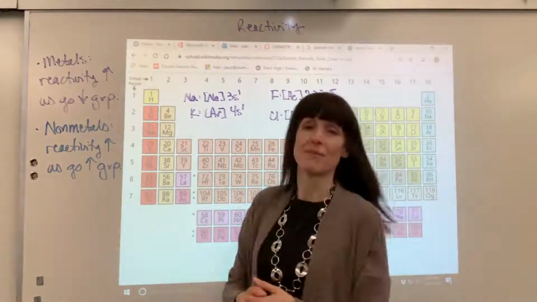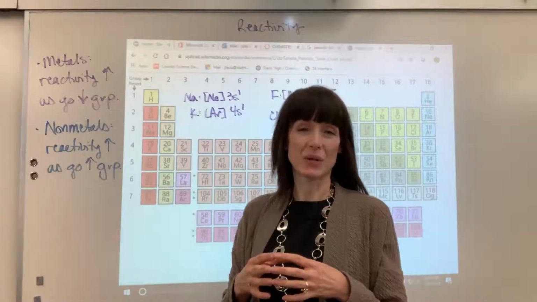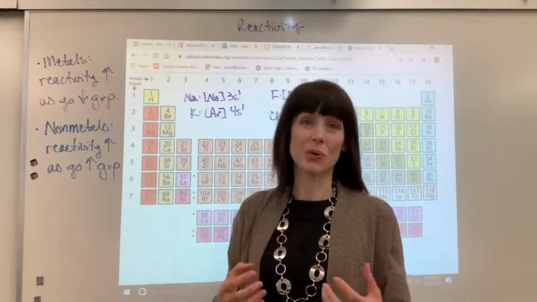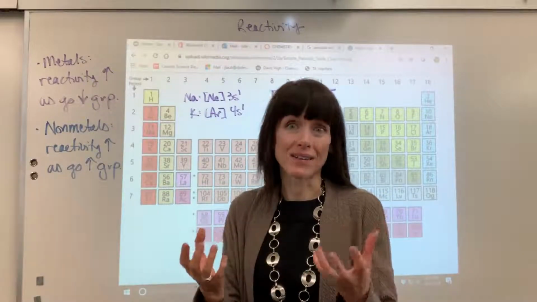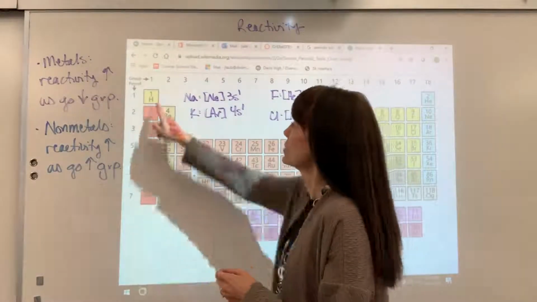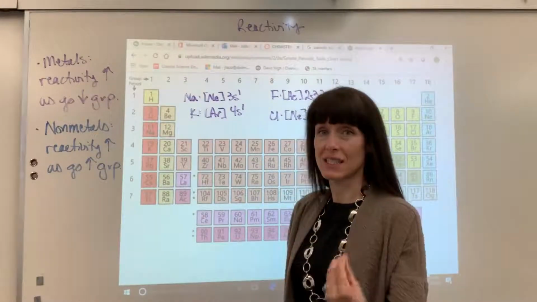If we were to put that amount of cesium in water, we could have situations where it's so exothermic, it reacts so quickly that it would actually explode the beaker. It would break the glass of the beaker. So as you go down the periodic table for metals, the reactivity increases.